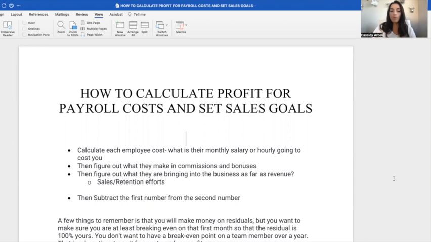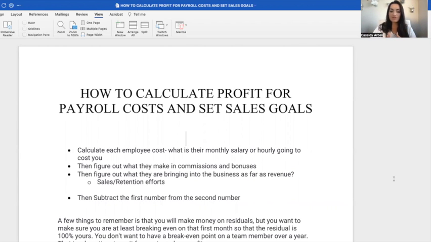Then figure out what they make in commissions and bonuses based on what your compensation plan is and what your incentives are for those commissions and bonuses on sales. And then you're going to figure out what they are bringing into the business as far as revenue on average, or what their sales goal is. And we will talk about retention effort and customer service efforts, as well as the obvious sales producer position.